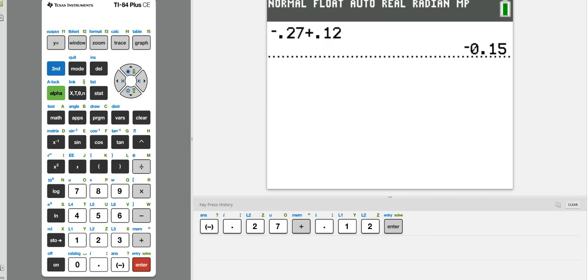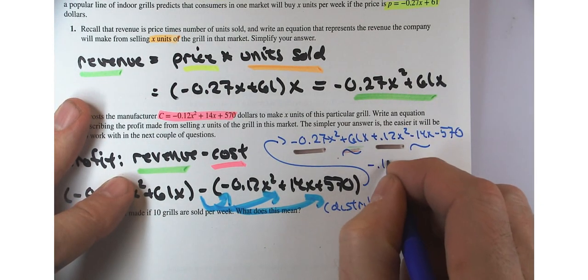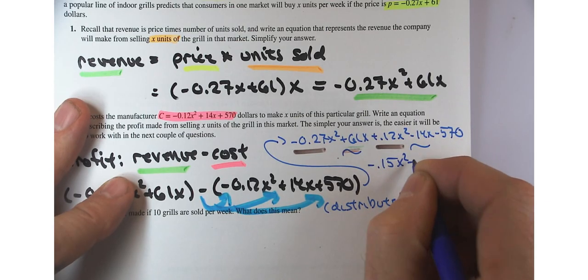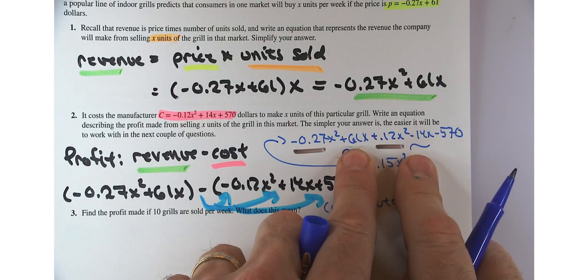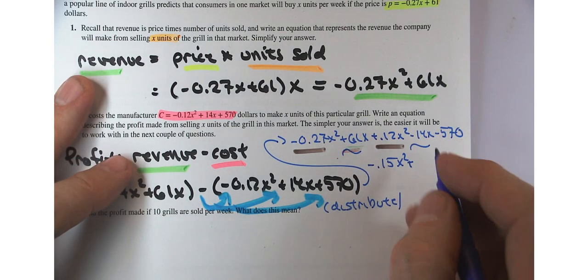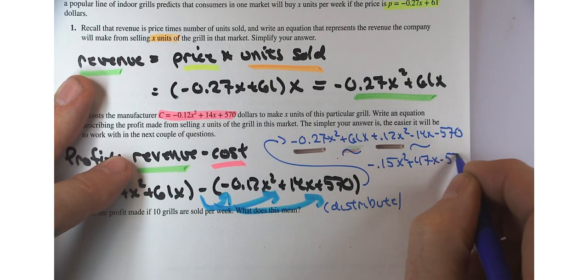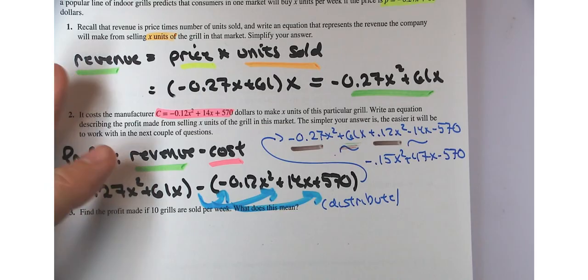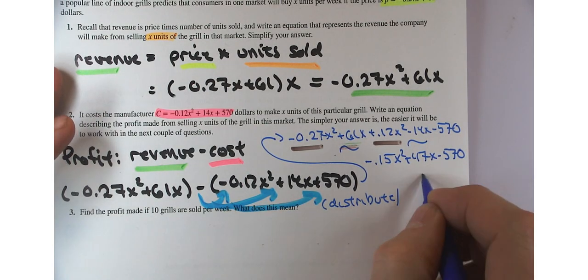But keep in mind that that's x squared. So negative 0.15 x squared plus. Let's work on the middle terms. Here, this one's a little bit easier. 61 minus 14 is going to be 47x minus 570. So that's our term for our profit function. That's your, we'll call it P of X.